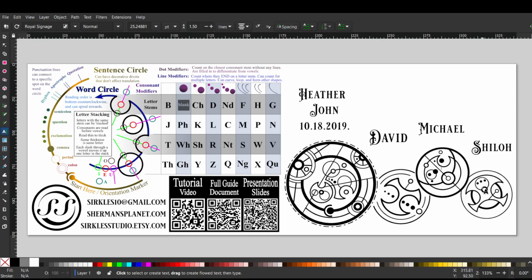Then we have 1, 2, 3 dots on that L, just like the L in Michael. Then we have an O like a bead on a string, just like the O on John. So O, then we have another H with 2 lines on it. So that would be all of your names in this design.